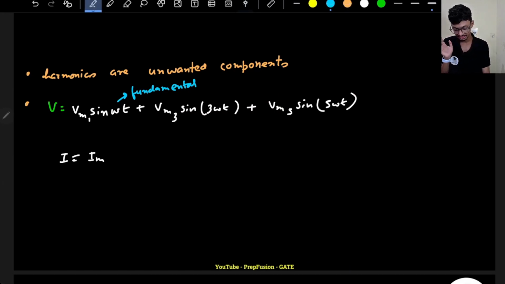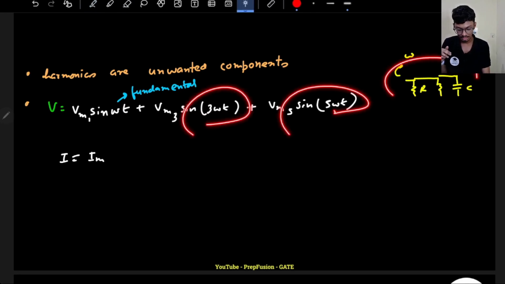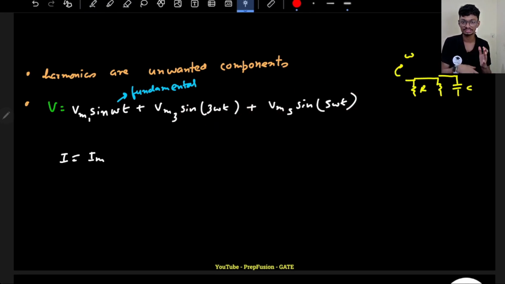Why? Because your circuit will consist of R, L and C, and whatever values we have chosen here for R, L, C were with respect to the frequency omega. But if these harmonic components are also there, the impedance will change. If the impedance changes, the circuit working might change. That is not a good factor.